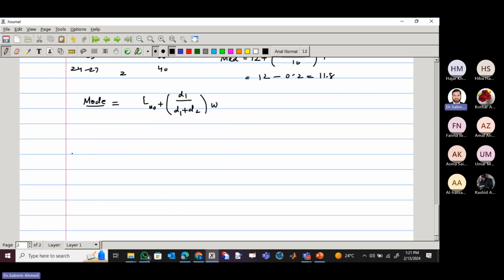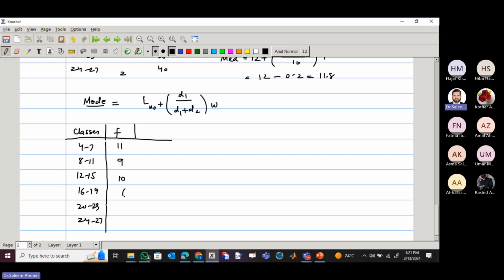So if you want, I can write it again. You can work in one table as well, no issues. You can keep working on one table, but I'm just taking it as separate questions, so I'm making it again and again. 4 to 7, 8 to 11, 12 to 15, 16 to 19, 20 to 23, and 24 to 27. So the frequencies were 11, 9, 10, 6, 2.